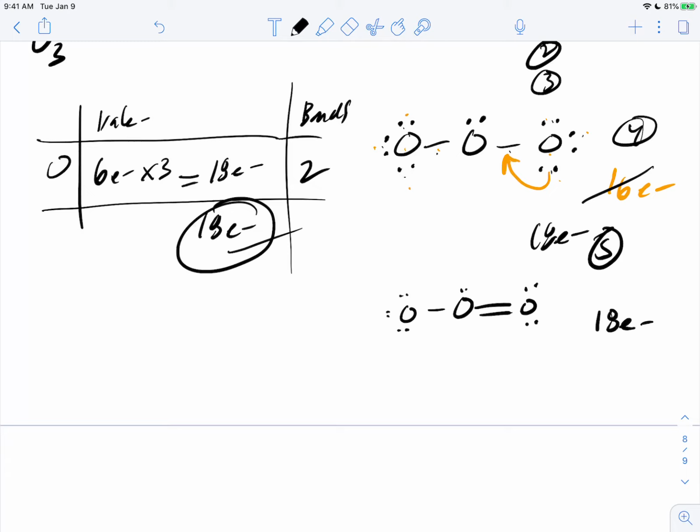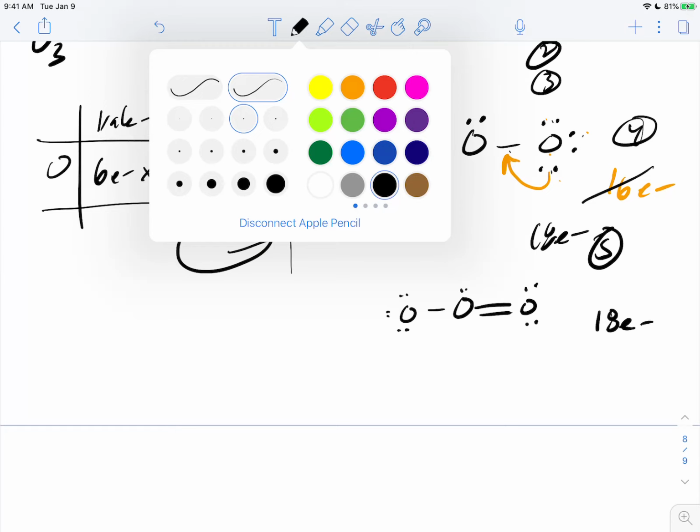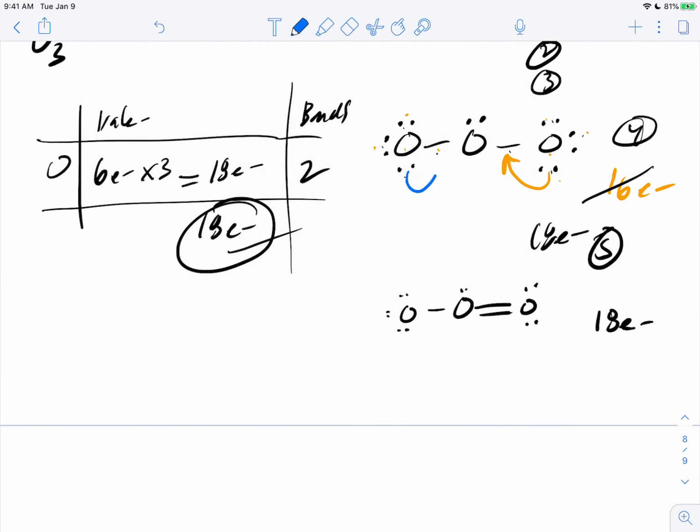So that's still good. Okay, but you'll notice that our structure could have also taken 2 electrons from the other oxygen. And so we could have had this structure.